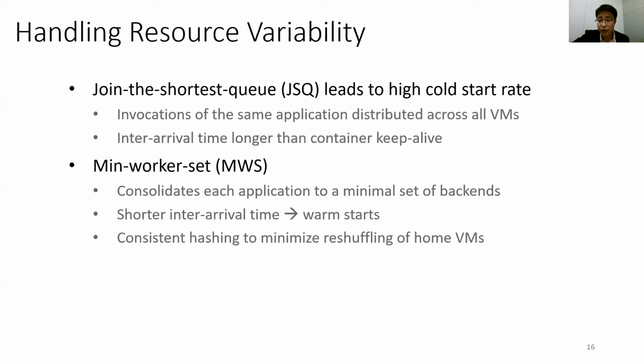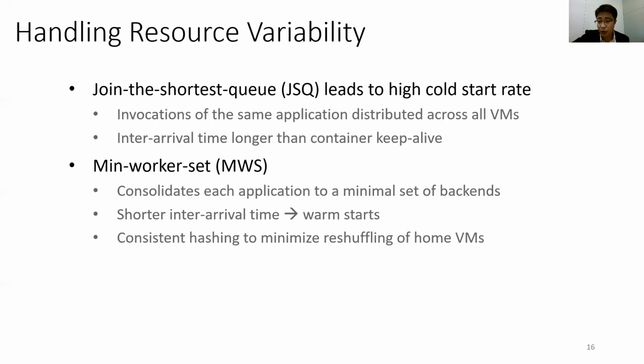The frequent resource variation of Harvest VMs implies that proper load balancing is required. We use join the shortest queue as the starting point of our load balancing design. Although join the shortest queue optimizes queuing and execution time, it increases cold starts because invocations of the same applications are distributed across all the VMs, making the interval time of consecutive invocations longer than the keep-alive, forcing cold starts.